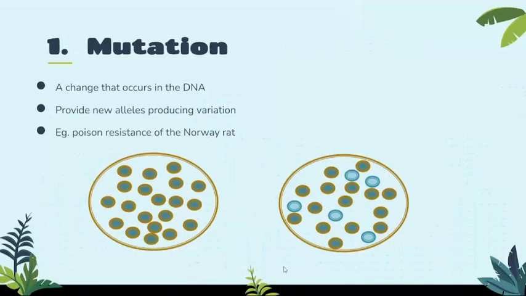So, number one is mutation. Well, how is mutation given? It's a change in DNA, so it provides new alleles that produce variation. An example of this is poison resistance of the Norway rat. Norway used to ship stuff around, and obviously when you ship stuff around, there's going to be stuff on the ship that's attractive to the rats and mice. So they came on the boat.